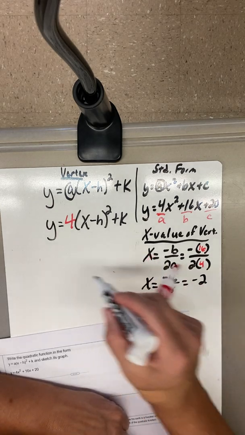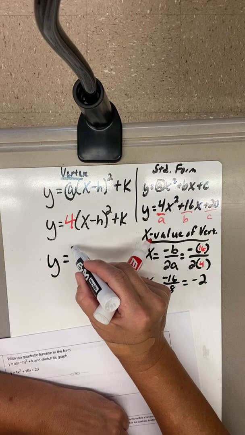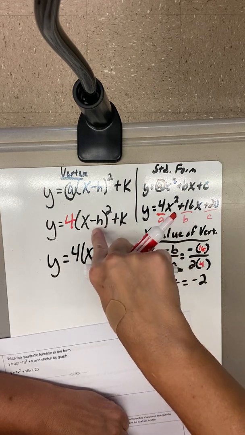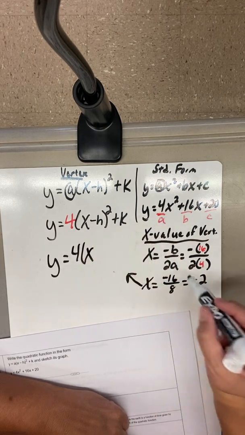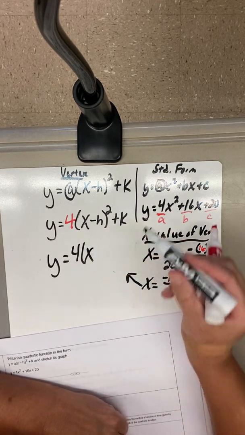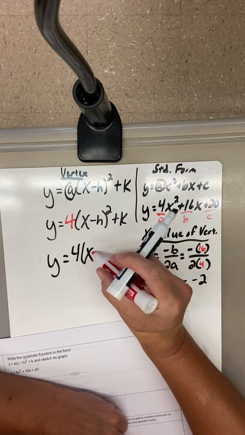So now, let's go back over here. Right now, we know the leading coefficient. And now we know the x value of the vertex. But when we put it in, it's not still going to be negative 2. Anytime you go in and out of the parentheses, it's going to change sign. So this is going to be plus 2 right here.